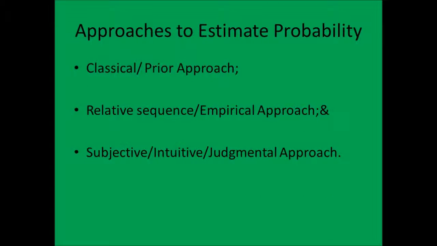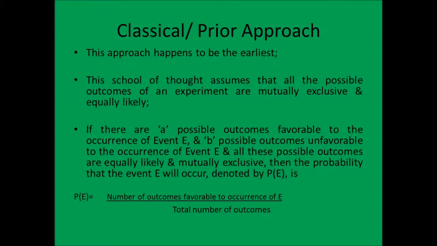Approaches to estimate probability. Classical, or a priori, approach. This approach happens to be the earliest. This school of thought assumes that all the possible outcomes of an experiment are mutually exclusive and equally likely.